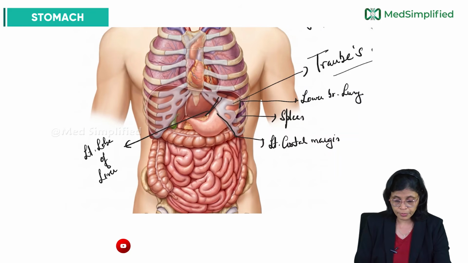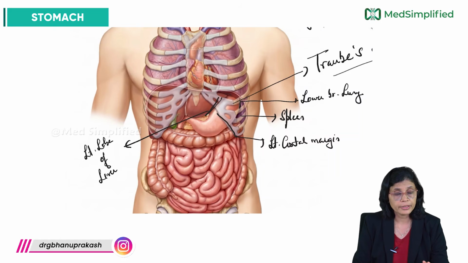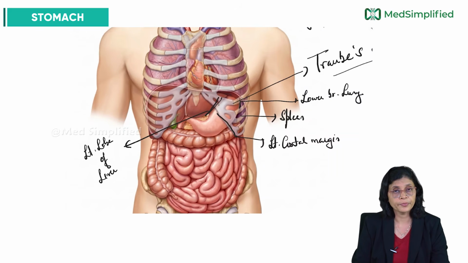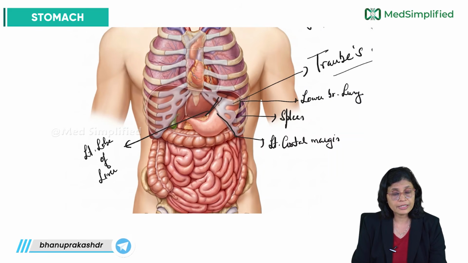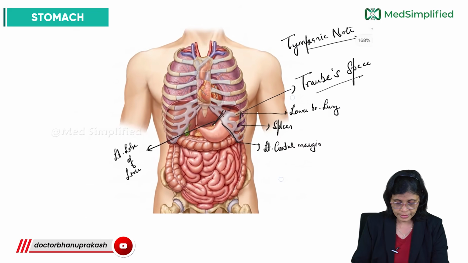Now what is the importance of this space? Normally it is tympanic on percussion. But in pathology, such as enlargement of the liver, hepatomegaly, or splenomegaly, or pleural effusion, this space is obliterated, and depending upon which organ is involved, we get a dull note on percussion. So that is the importance of the Traube space.